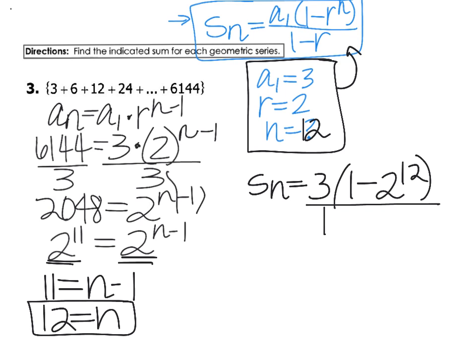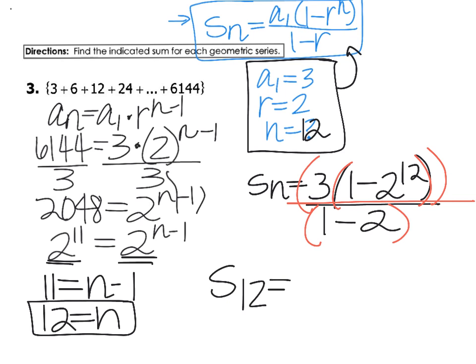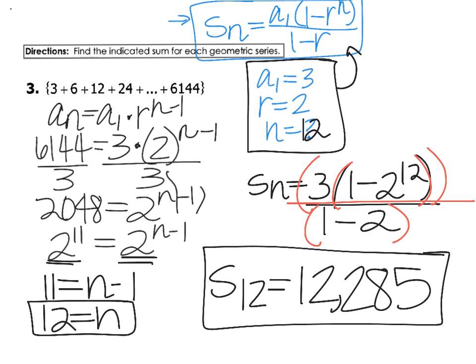Divided by 1 minus our common ratio, which is 2. Now we let our calculator do all the hard work. Have that scientific calculator. So we do 3 times, parentheses, 1 minus 2 to the 12th power, extra parentheses around it, divided by parentheses 1 minus 2. Plug that into our calculator and we get that the sum of the first 12 terms equals 12,285. And that's our final answer.